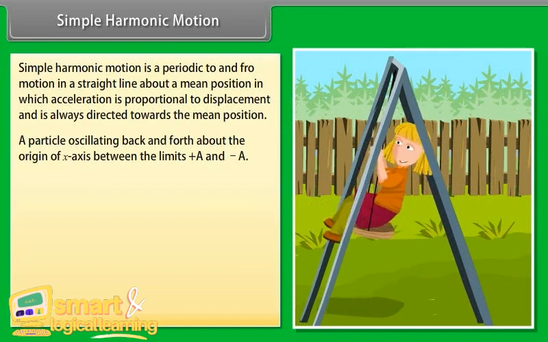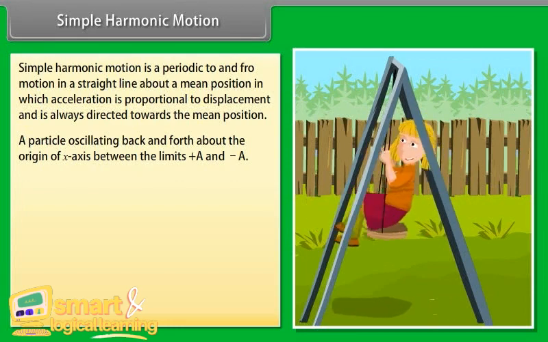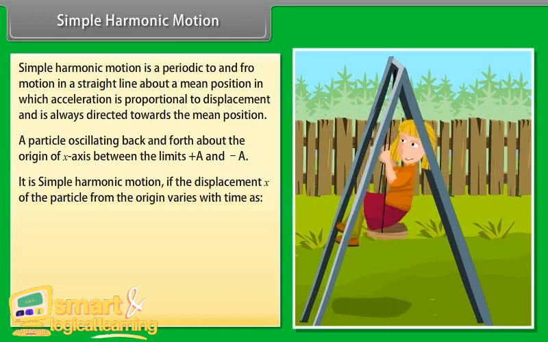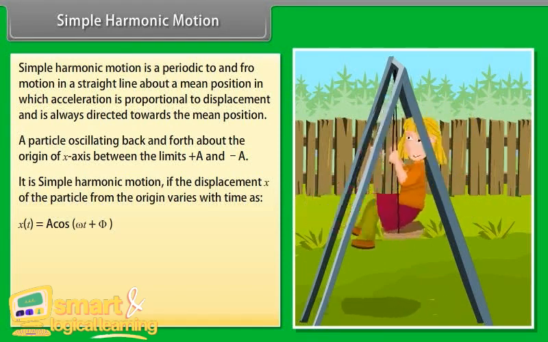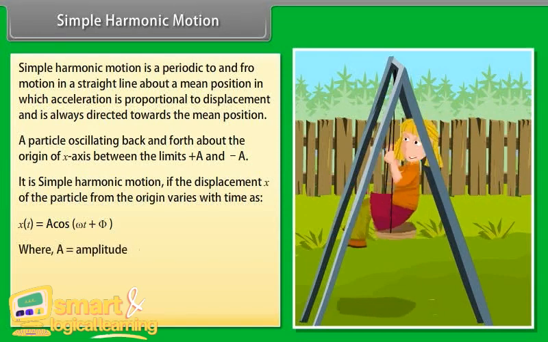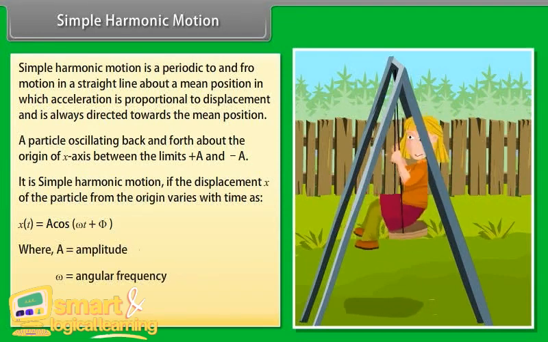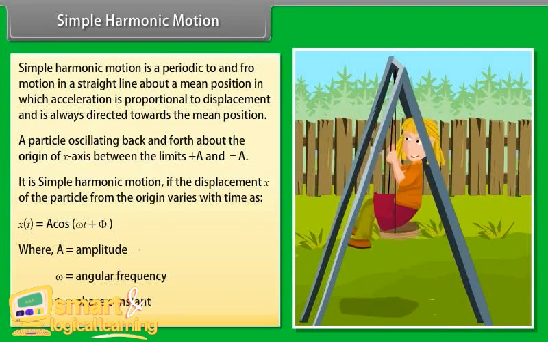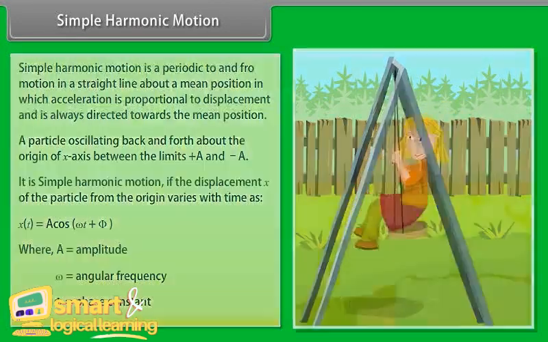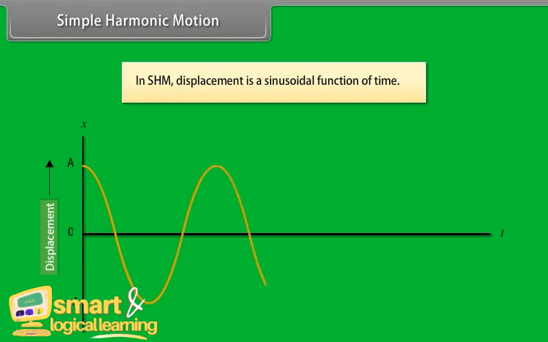Consider a particle oscillating back and forth about the origin of an x-axis between the limits plus A and minus A. It is simple harmonic motion if the displacement x of the particle from the origin varies with time as x(t) = A cos(ωt + φ), where A is the amplitude, ω is the angular frequency, and φ is the phase constant. In simple harmonic motion, displacement is a sinusoidal function of time.